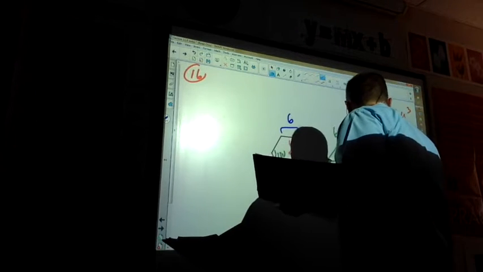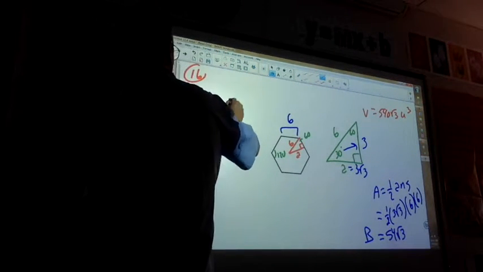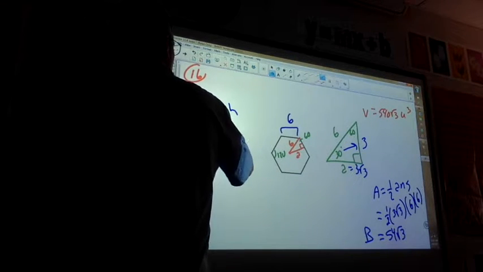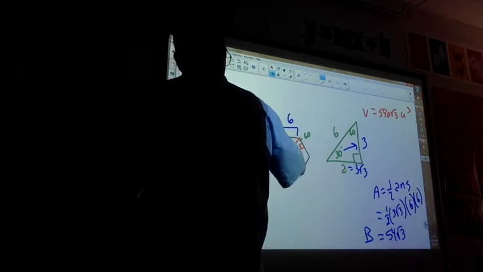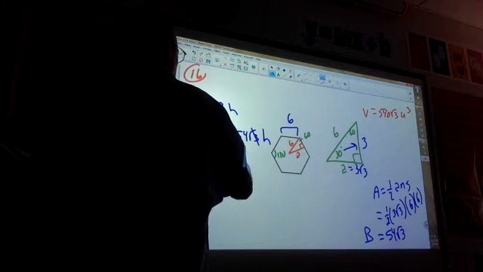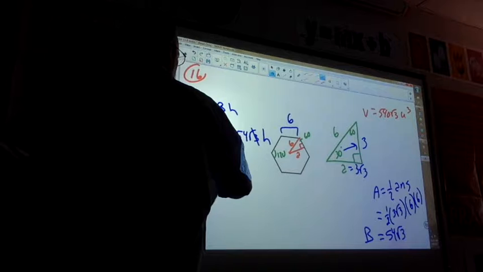So I will call that capital B. So volume is equal to area of the base times the height. So the volume is 540 root 3. The area of the base is 54 root 3. The height we don't know. So the root 3's cancel out. 540 divided by 54, that's 10. So we have a height of 10.